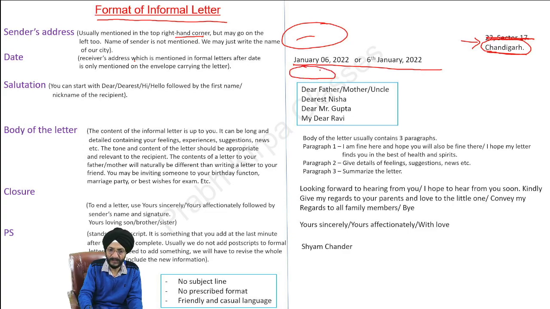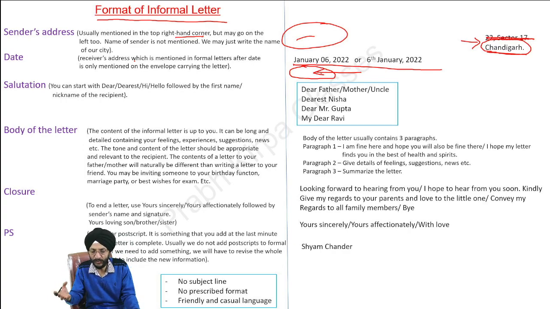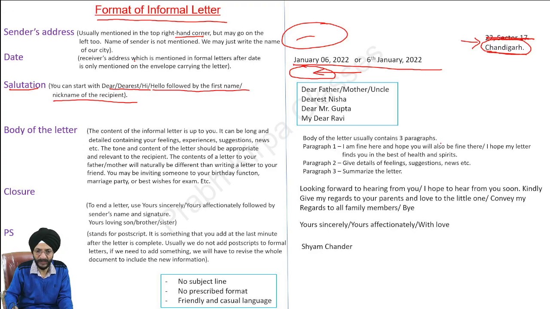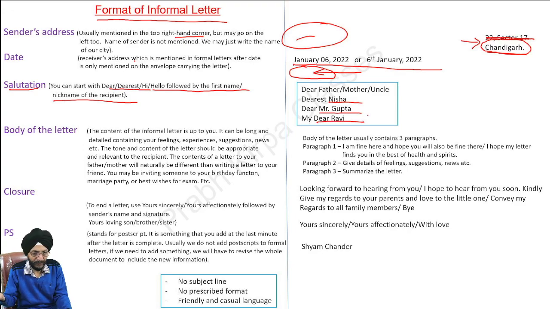Here, in the case of formal letter, you write the receiver's address, that is editor of the newspaper, police commissioner, or any other public authority. But in the case of informal letter, we do not write the address of the recipient. We start with salutation. You can start with dear, dearest, hey, hello, followed by first name, nickname of the recipient. You can write in this way: dear father, dear mother, dear uncle, dearest. You can write the name: dear Mr. Gupta, my dear Ravi, whatever the name of your friend or relative may be.